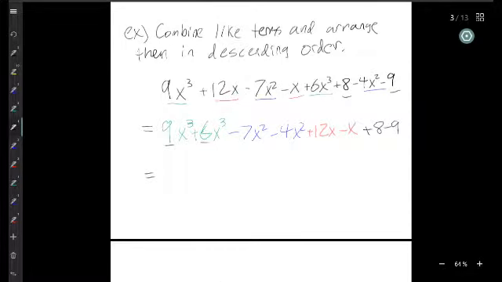Then 9 plus 6 is 15, so 15x cubed. Negative 7 minus 4, negative 11x squared. 12 minus 1 is 11x. 8 minus 9, negative 1. And that's the answer.